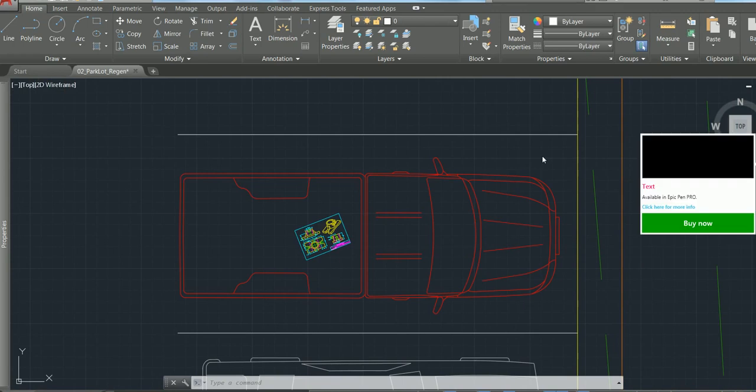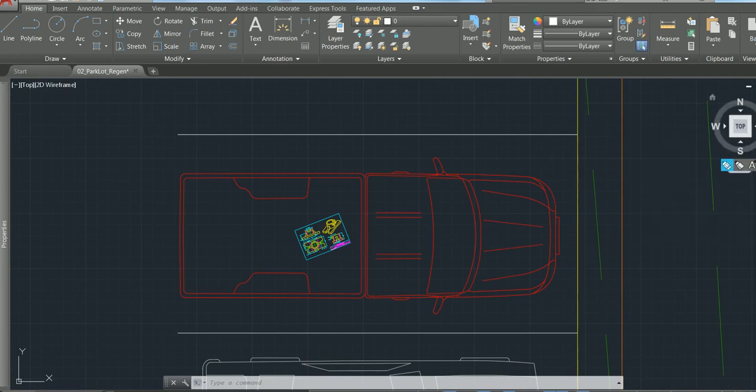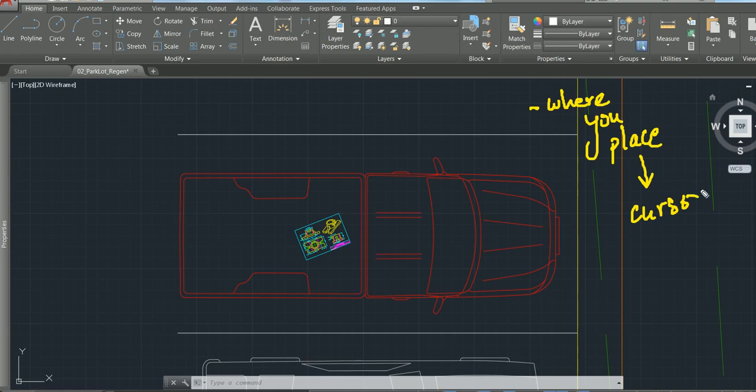So what have you understood so far? Rule number 1: where you place your mouse, or let's say the cursor, AutoCAD will zoom there.